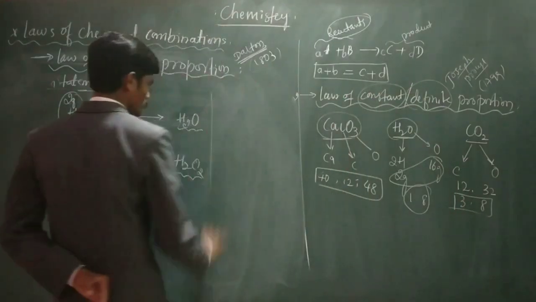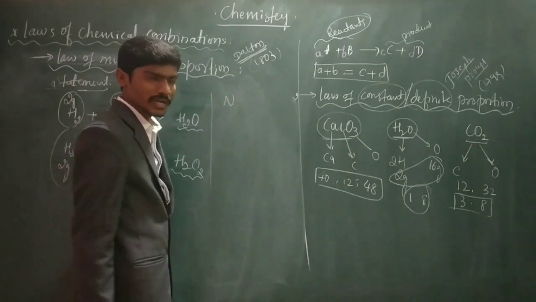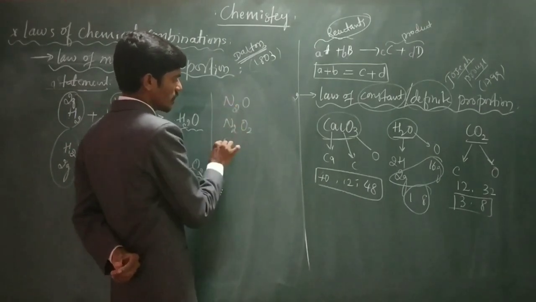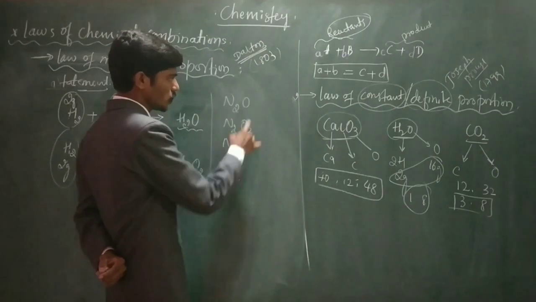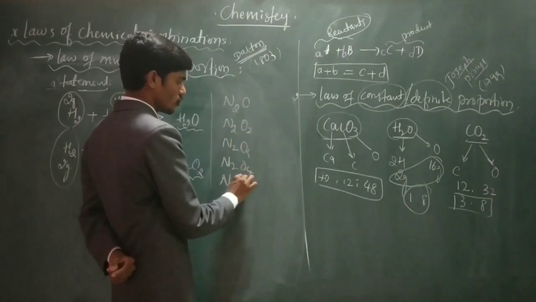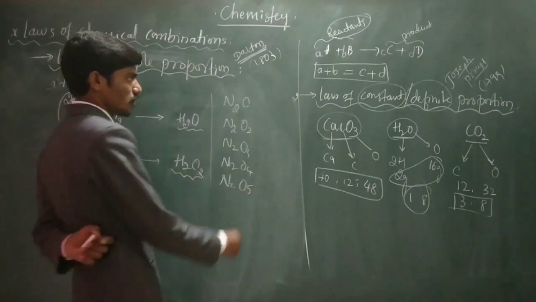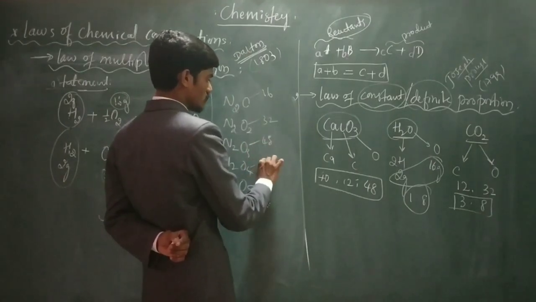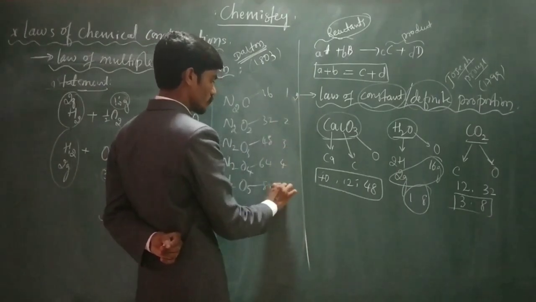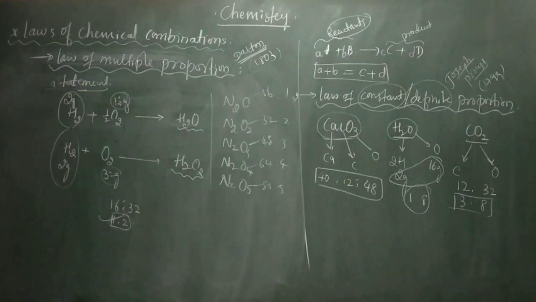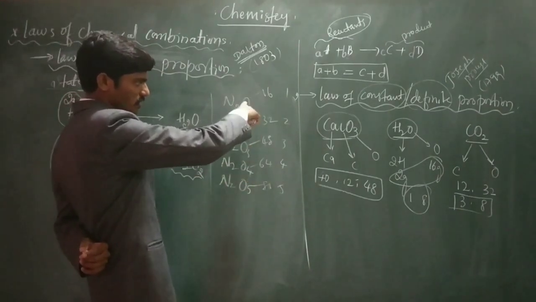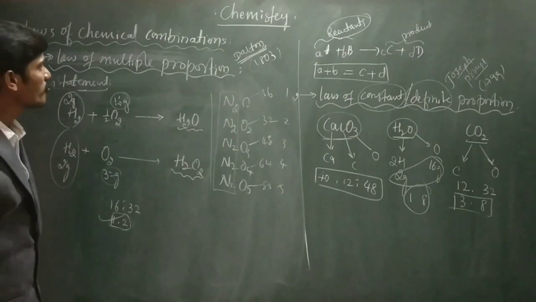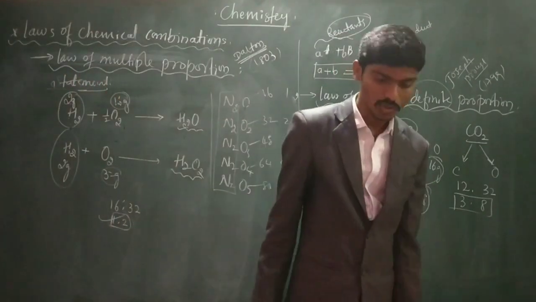You can take one more example. For example, if nitrogen and oxygen gas combine, what products will come? Nitrogen and oxygen combined can give N2O, N2O2, N2O3, N2O4, N2O5. I have kept the mass of nitrogen fixed here, so the mass of oxygen is variable. The oxygen mass in this case is 16, here 32, here 48, here 64, and here 80. That is 1:2:3:4:5. The ratios of masses of one element which combines with a fixed mass of other element are in the simple whole number ratio. This is your law of multiple proportion, and this law is given by Dalton in 1803.